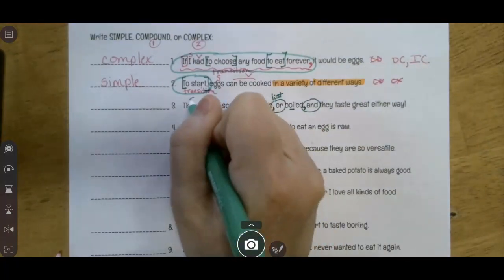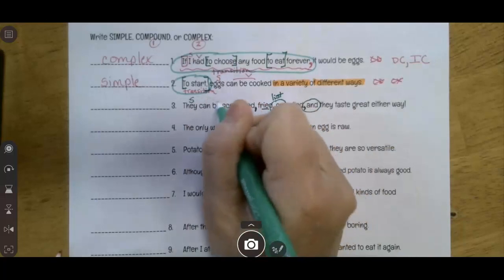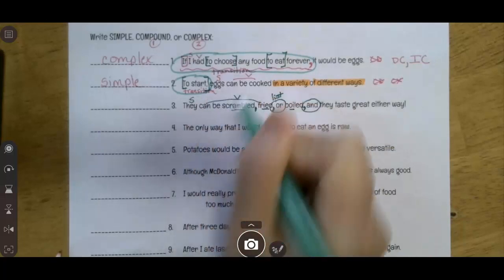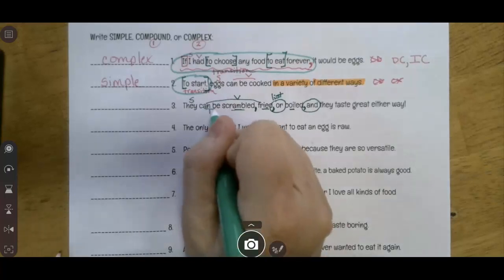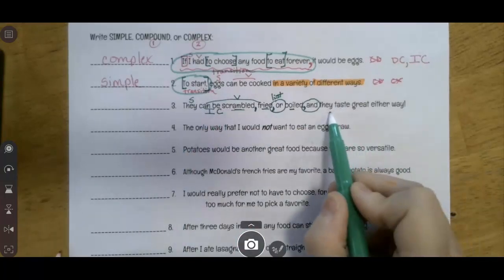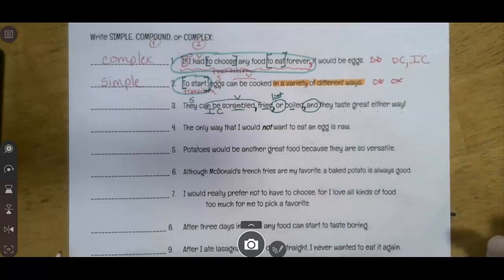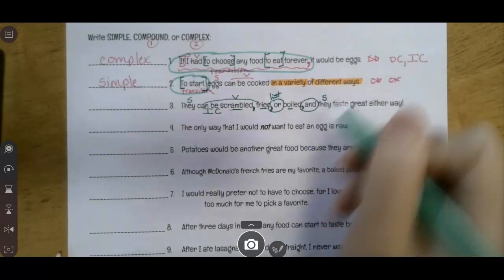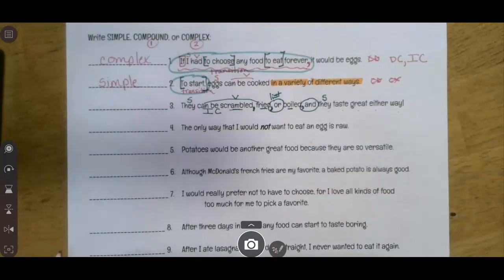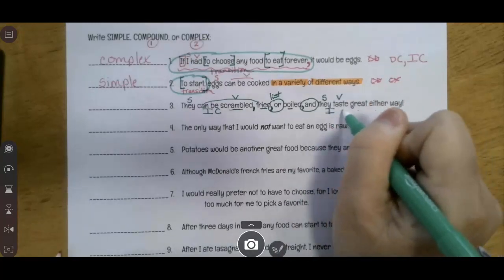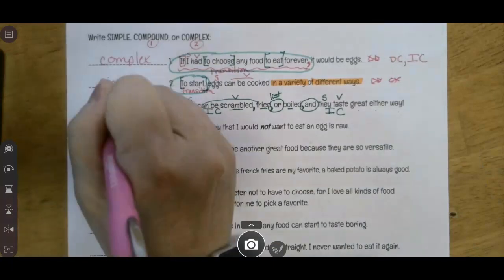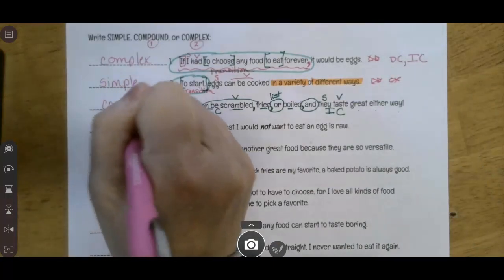They is the subject, can be, and actually all of these words act like verbs, can be scrambled, fried, or boiled. So there's my first independent clause. They taste great either way. Here I'm talking about they, again, referring to the eggs. And they what? They taste. So I've got another independent clause. That means that this sentence is compound.